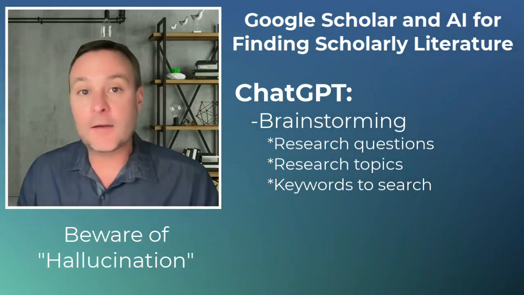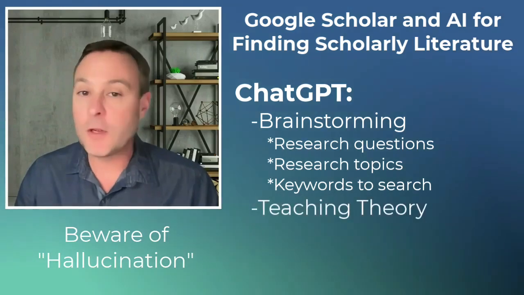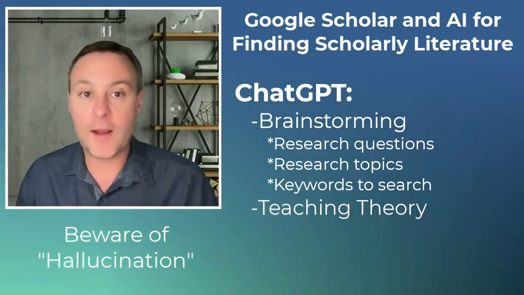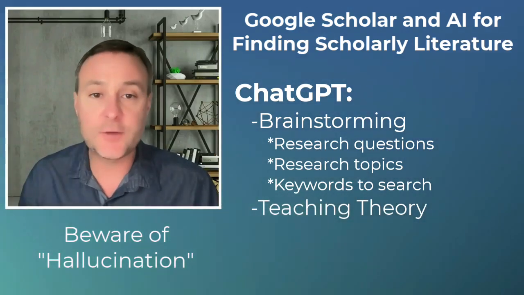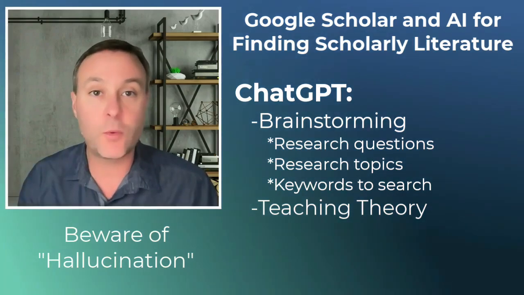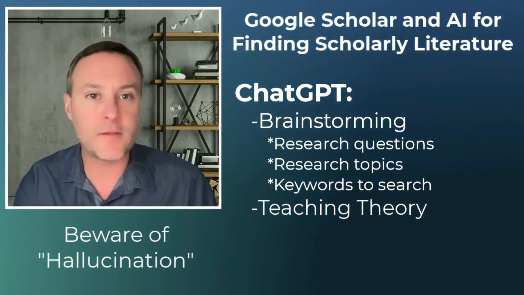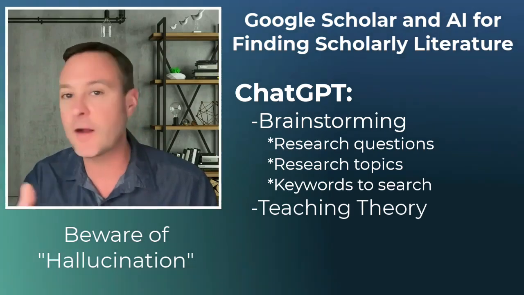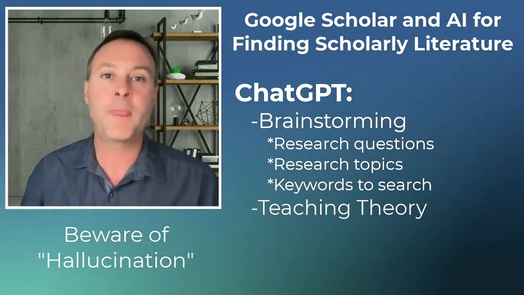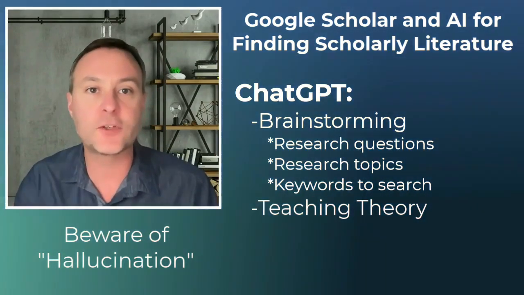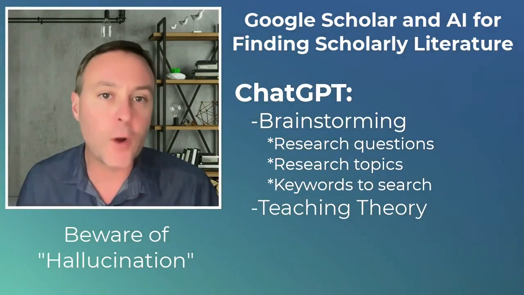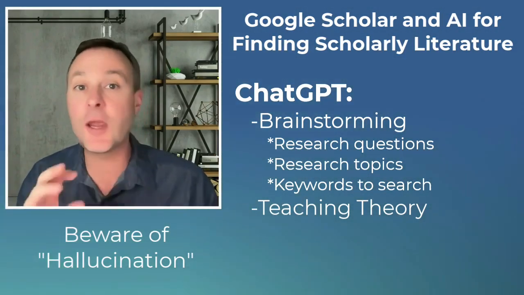It's better at teaching you about theory. So maybe you're writing a paper and you need a theoretical frame for that paper. Give ChatGPT your research question and the core topic, and ask it which theories, maybe in your discipline, which sociological theories or psychological theories or educational theories would help frame this research question best. It would give you a few options, and then you can ask it to educate you on some of those different theories.